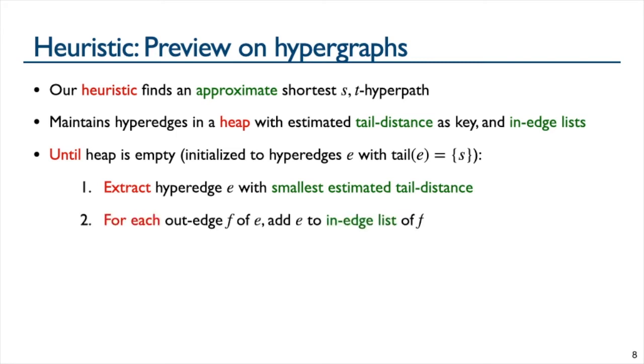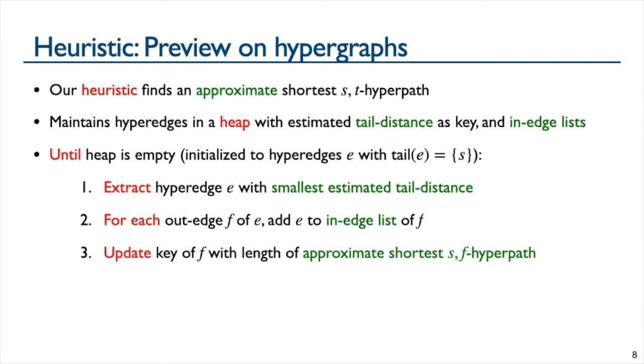And for each outedge F of edge E, we update F's in-edge list with E. We then use a greedy heuristic to approximate the shortest hyperpath from S to the tail of F, which is also NP-complete, and update F's key if this approximate shortest SF hyperpath is shorter than previous ones. Then, we again use this greedy heuristic to recover an approximate shortest ST hyperpath.